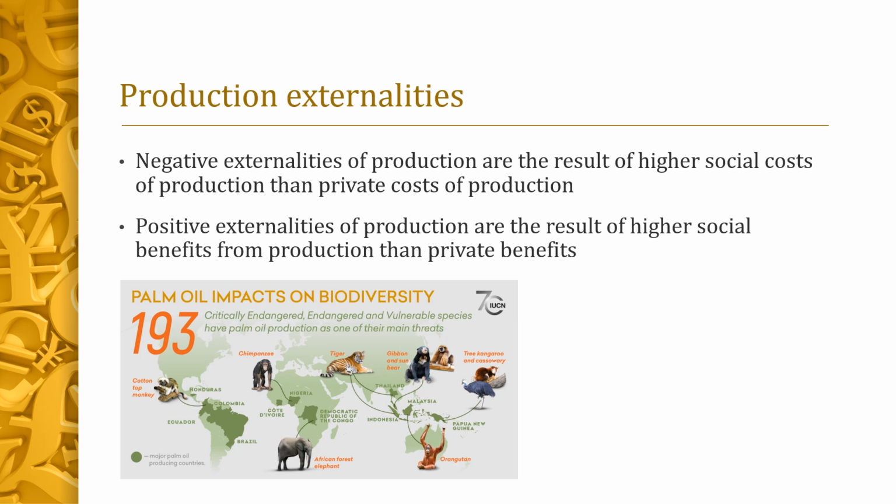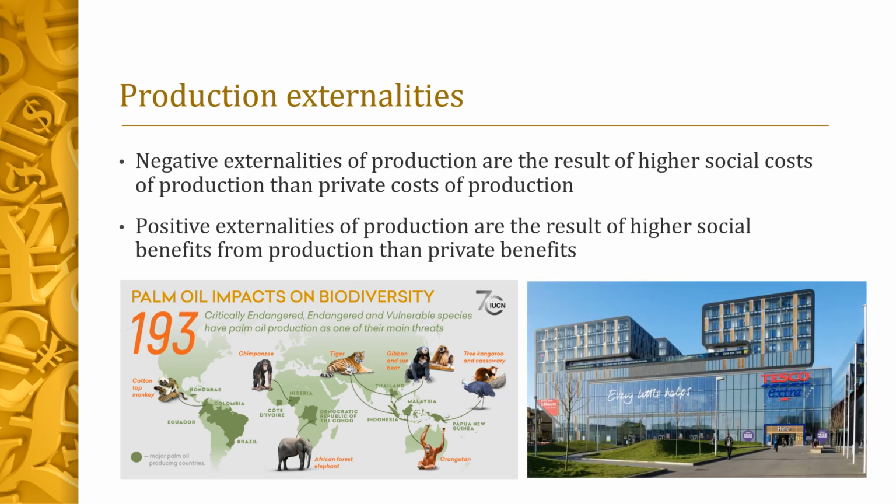Positive externalities of production are the result of higher social benefits from production than private benefits. If we take, for example, a supermarket that redevelops waste ground in a city and includes housing above, with some incorporated flats for low-income earners, we can see that there's a lot of positive benefits to society from this development.